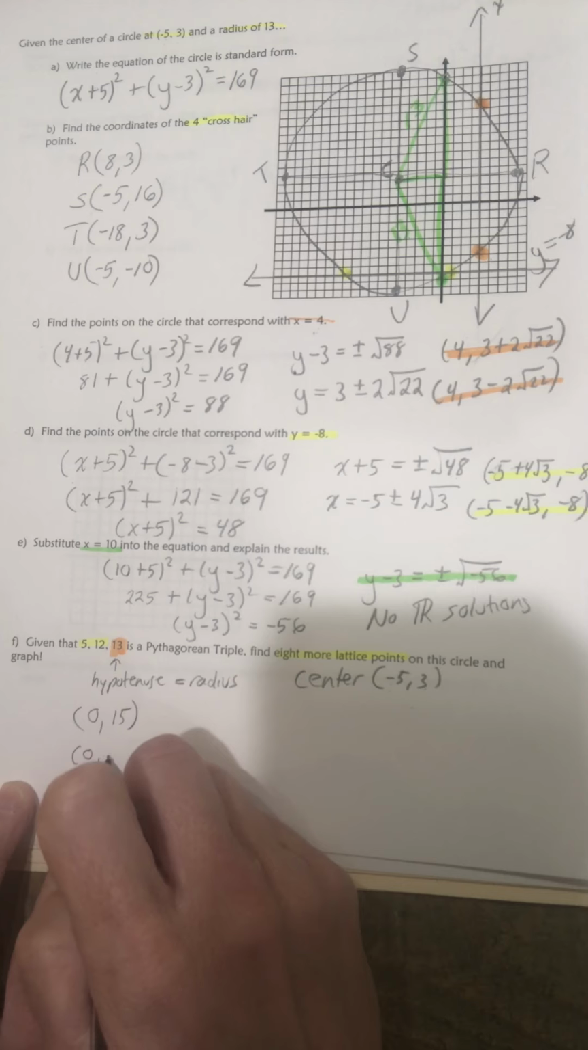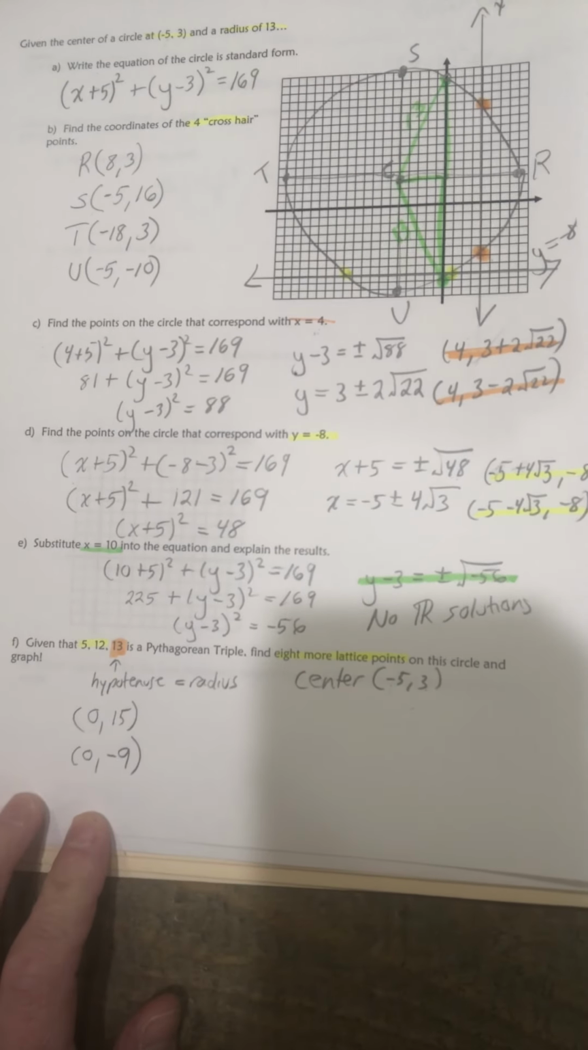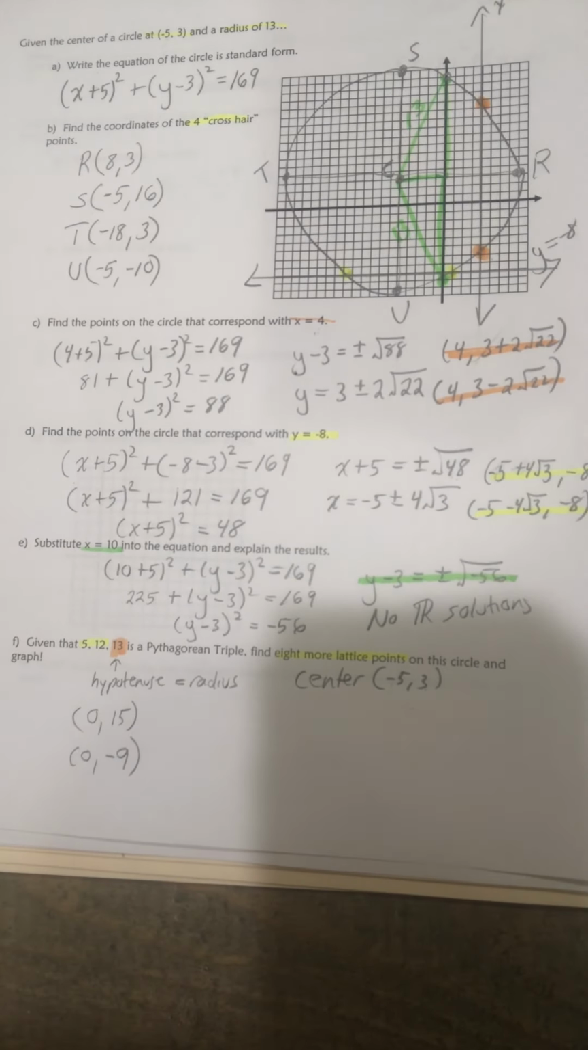3 minus 12, in this case, what we're going to say is -9. So I have 2 lattice points. Now I can draw the same right triangles in the opposite direction towards the left.